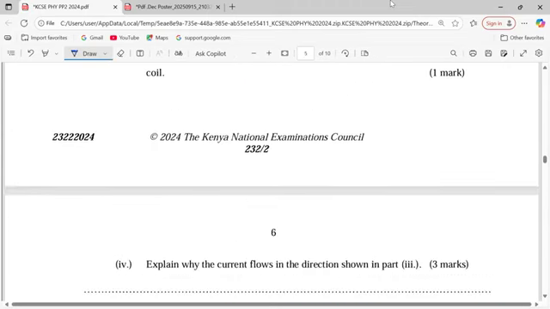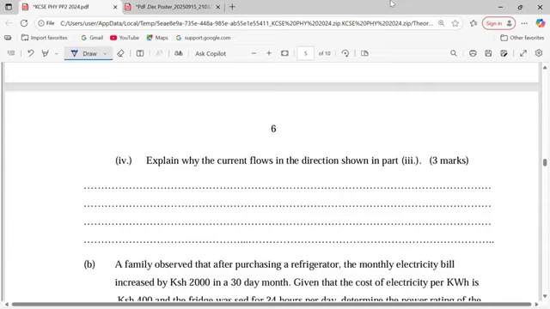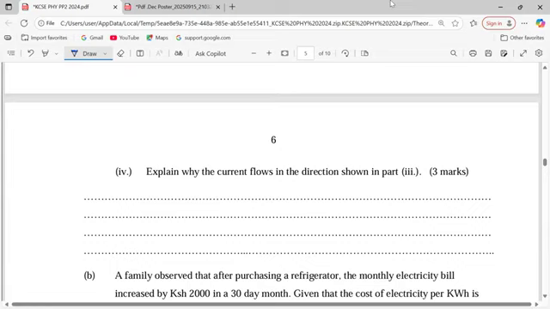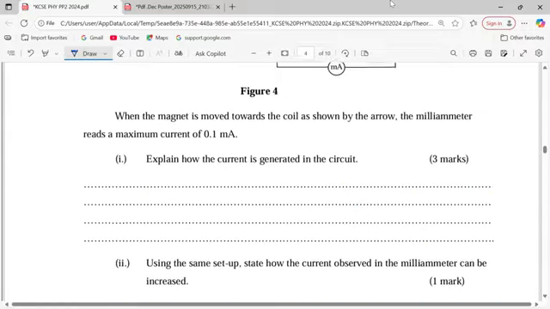Then we are supposed to explain why the current flows in the direction that you've shown. That's why I'm talking about Lenz's law, whereby as the north pole of the magnet approaches the coil, a north pole is induced at that end of the coil to oppose the change that causes it. According to Lenz's law, the current will hence flow in the anti-clockwise direction.